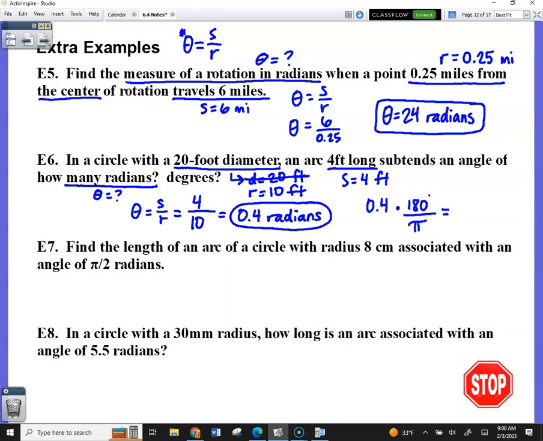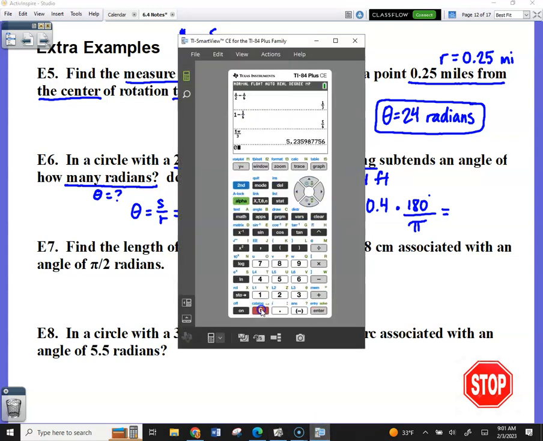Remember from yesterday, if there is no pi right here with the radians, it means that you're going to have to actually type that in the calculator because the pi got multiplied into the 0.4. We got to divide it out so we can see what the radians are. So you go to your calculator and type 0.4 times 180 over pi. 22.9 degrees.